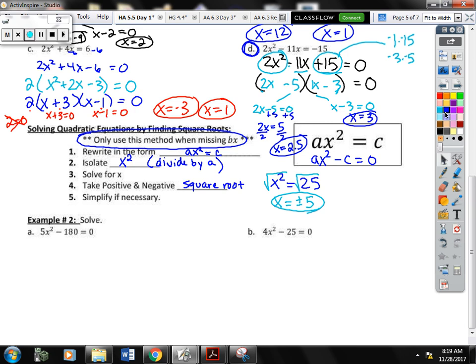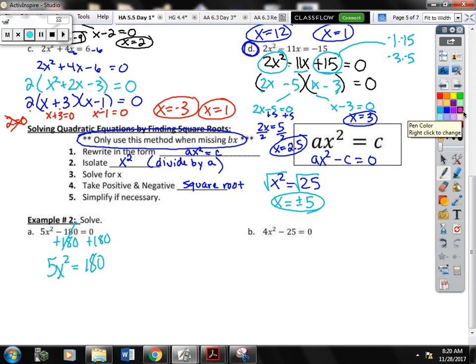So for example 2 down here, we see 5x squared minus 180 equals 0. This one is missing the bx term, so that means we can solve by square rooting. So we would add 180 to both sides. And you can still solve by factoring, I should tell you this. If you wanted to, you could take out a GCF of 5 and then factor it as you know how to, but this is just another method you can use. 0 plus 180 is just 180.